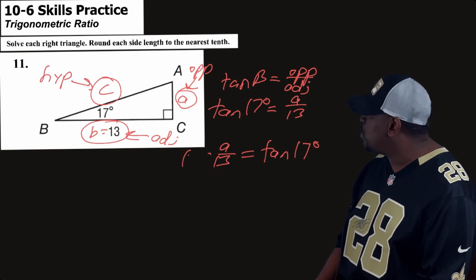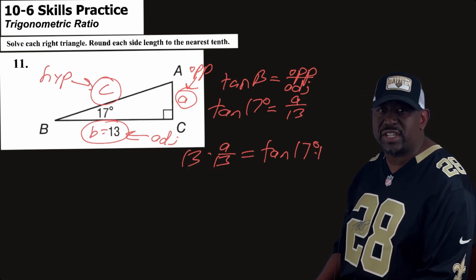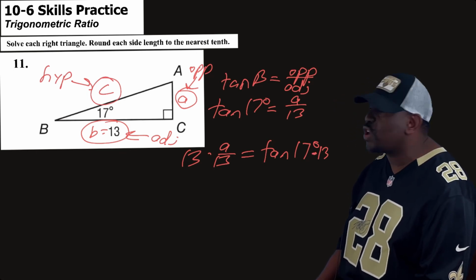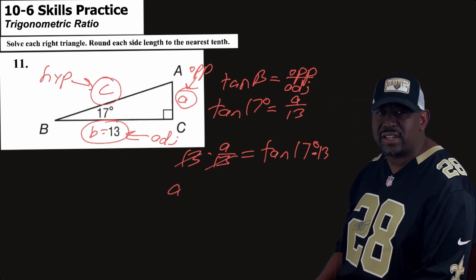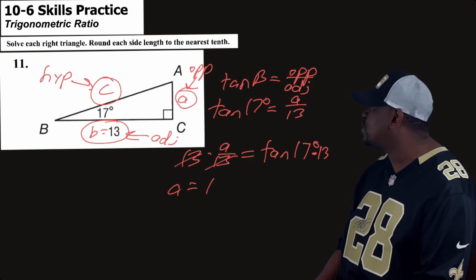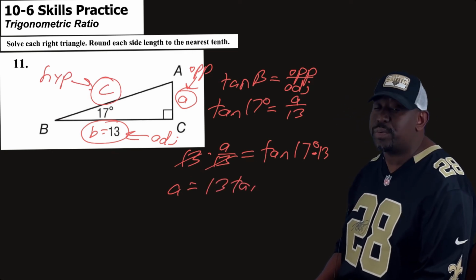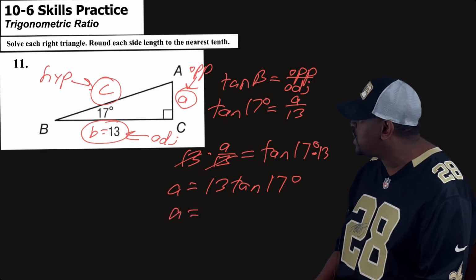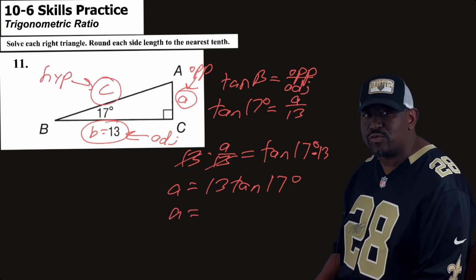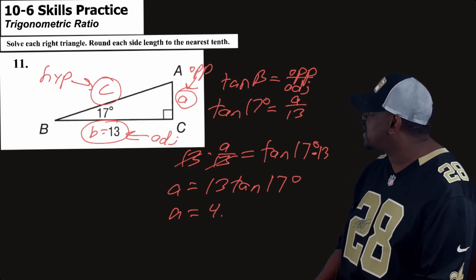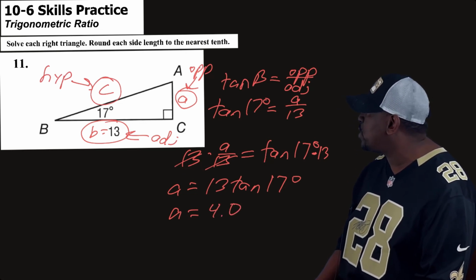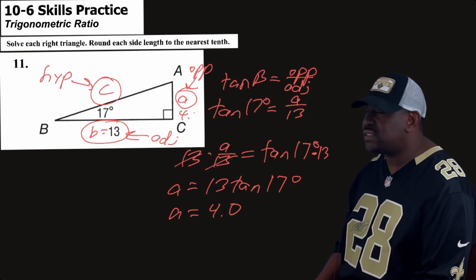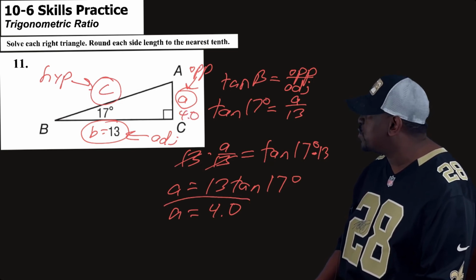To get A, we will multiply both sides by 13 because that's the inverse of division. And so A is equal to 13 times tangent of 17 degrees. So now you get your calculator and plug in tangent of 17 degrees, multiply by 13, and round to the nearest 10th. In this case, A is going to equal 4.0. So that's going to be the length of side A.